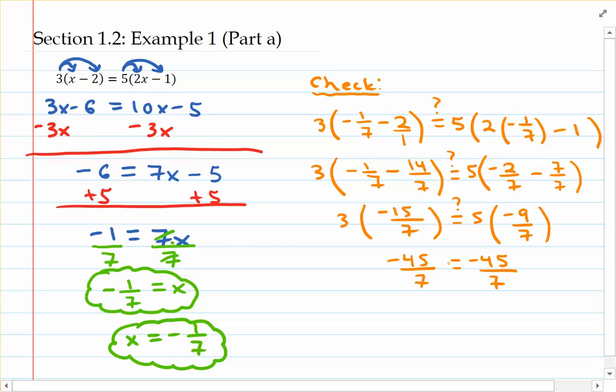And look at that. We have a statement of equality here. Negative 45 over 7 is definitely equal to itself. So our answer of x equals negative 1/7 is in fact the correct answer.